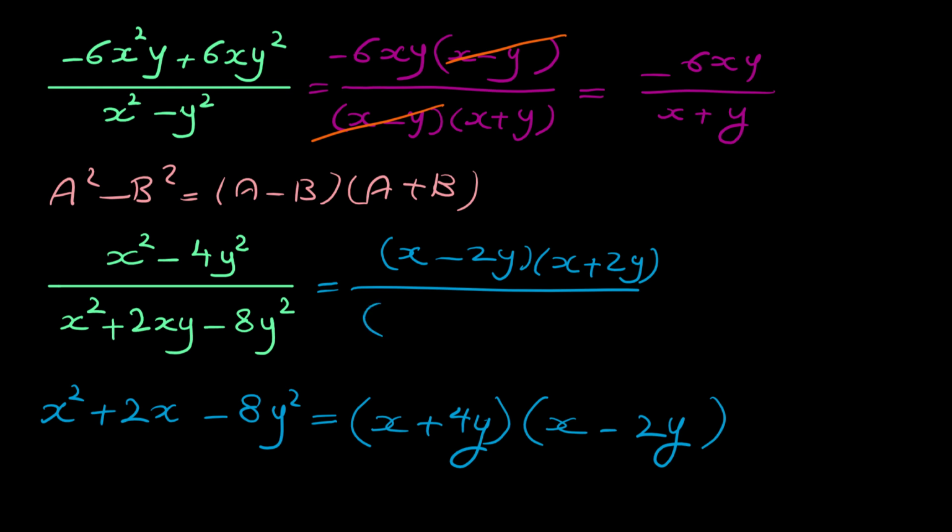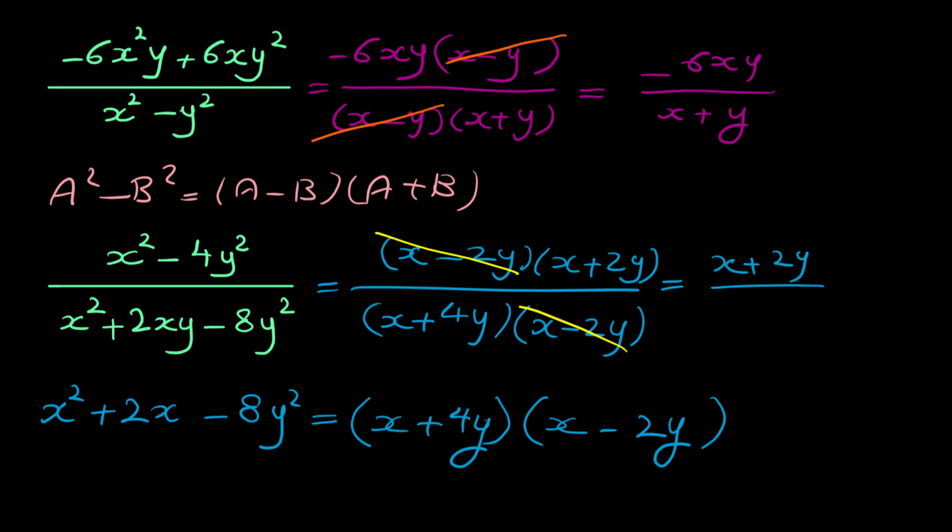So this is the factored form of the denominator, x plus 4y times x minus 2y. Now this common factor cancels, and then we have x plus 2y over x plus 4y.